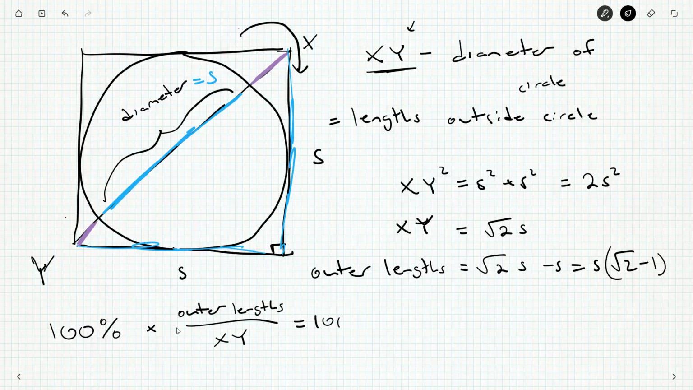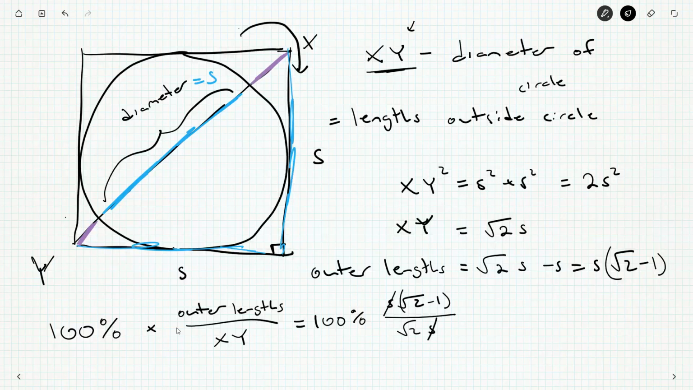So this is 100% times s root 2 minus 1 over root 2s. And here the s's are going to cancel out. So we didn't actually need to know the side length. It just, maybe it helped us make a formula or two. All right, so we want 100% times square root 2 minus 1 over square root 2.